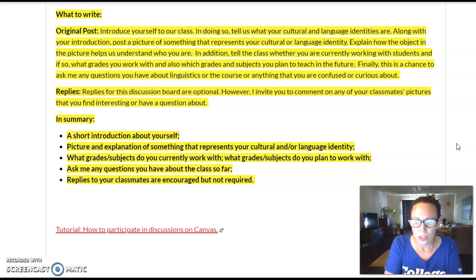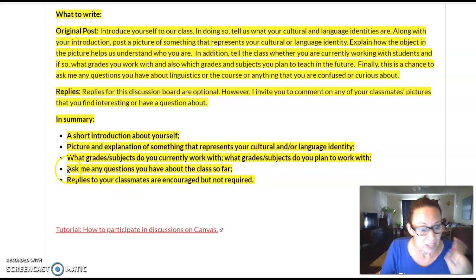Okay, so this is what I am asking them to write. I've got it here in an explanation and then a summary. So introduce, post a picture that represents your cultural language identity, and then about them, what are their plans for, because Ling 11 is Introduction to Language for Educators, so all of the students should be either getting ready to go to a credential program or currently in a credential program. This is a way for me to weed out the ones that shouldn't be in the class, that should be in Ling 10. So I always ask this.